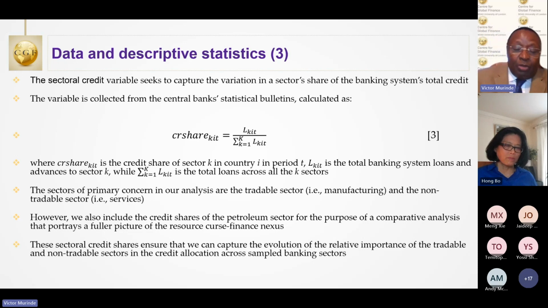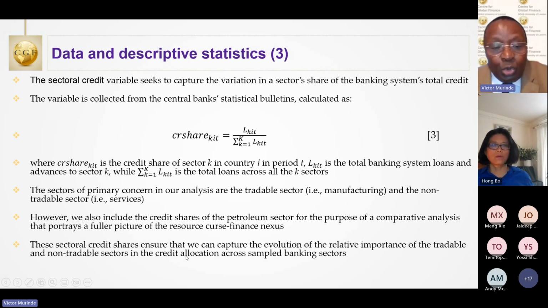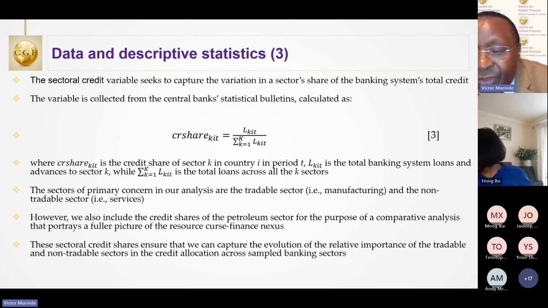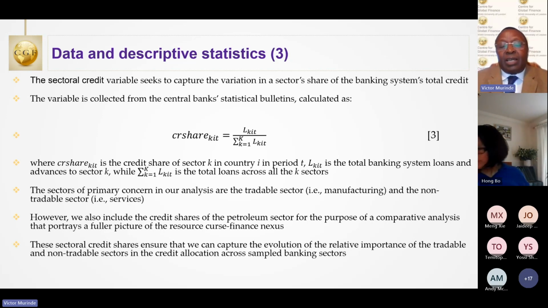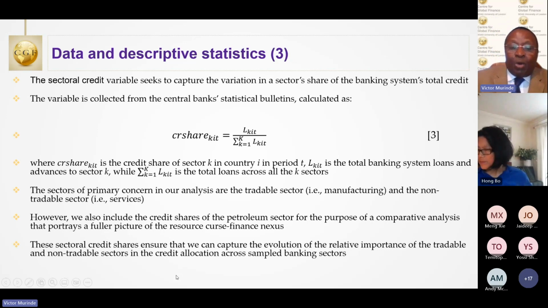However, we also include credit shares of the petroleum sector for comparative analysis here on the non-tradable sector. And as I mentioned, we also look at agriculture. So we're interested in how the central bank credit shares can capture the evolution of the relative importance of the tradable sector vis-a-vis the non-tradable sector in the bank credit allocation across the sampled banking sectors.